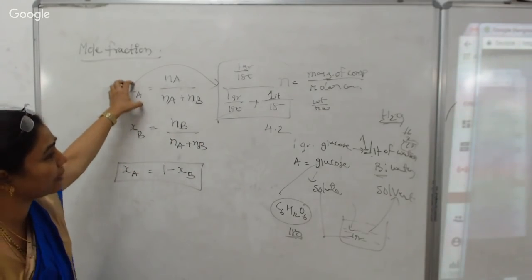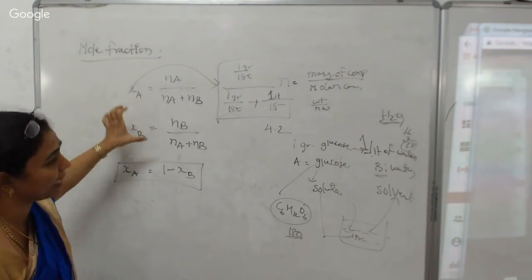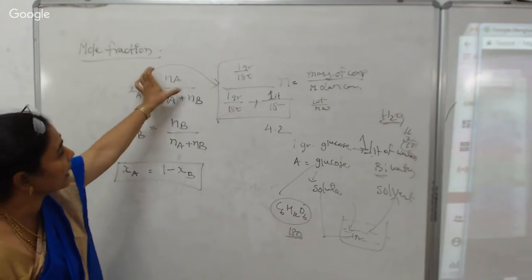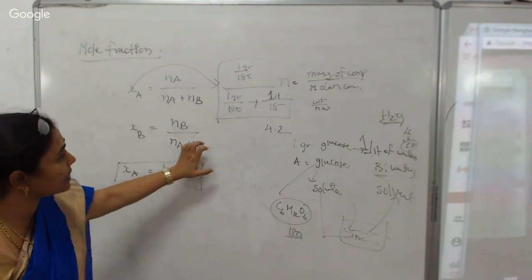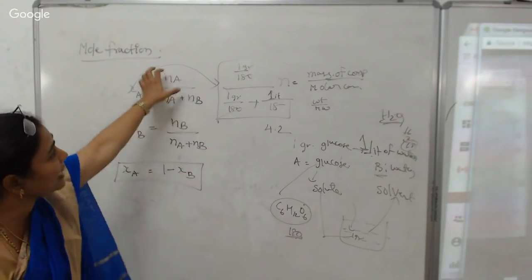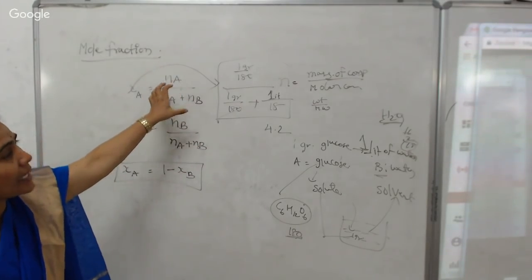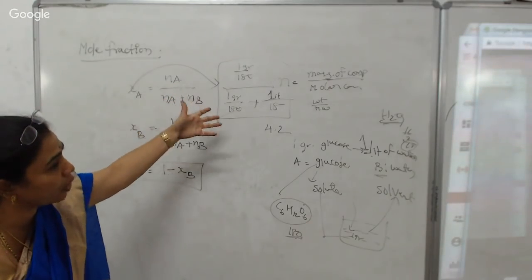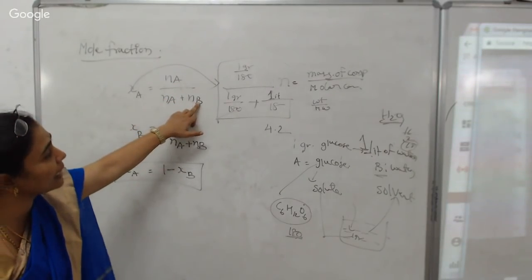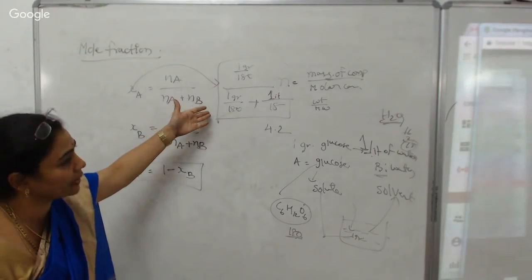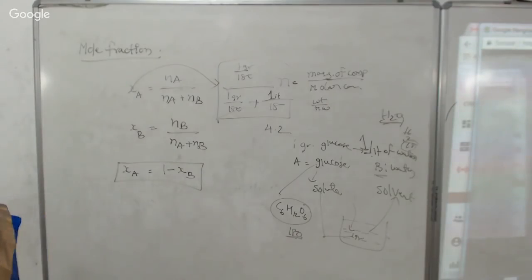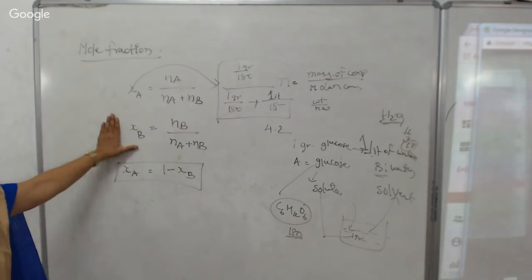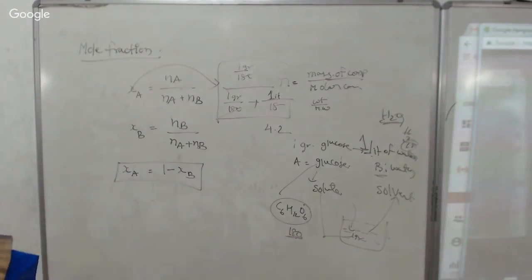Mole fraction is represented by Xa and Xb. Xa is equal to Na by Na plus Nb and Xb is equal to Nb by Na plus Nb. Na is nothing but the number of moles, that is weight by molecular weight of the particular compound. Nb generally represents the excess compound, that is water, weight by molecular weight. Is it clear? Related numerical problems are not given, but the book has one problem that we will do later. Next one is molarity.